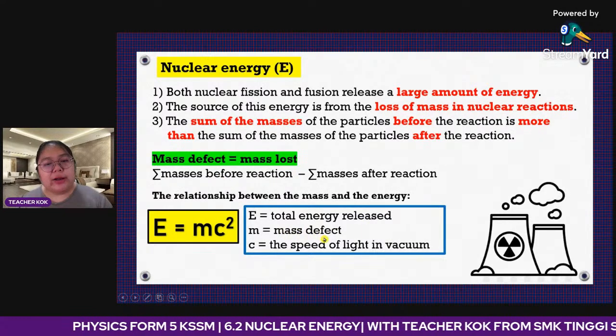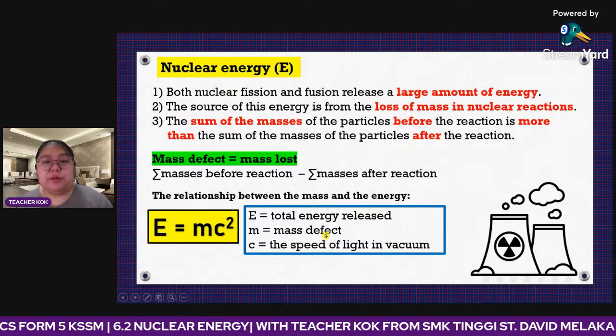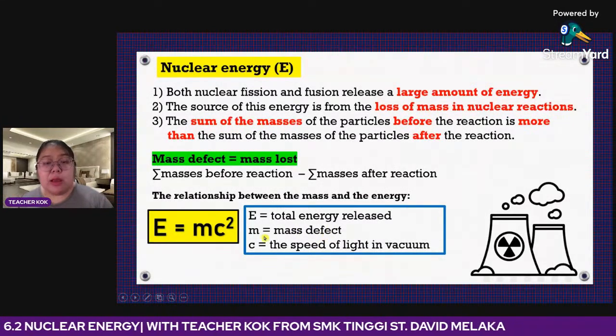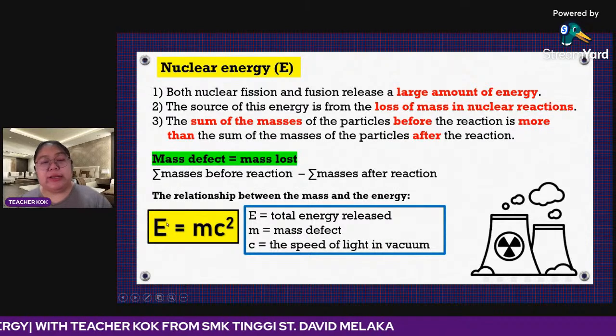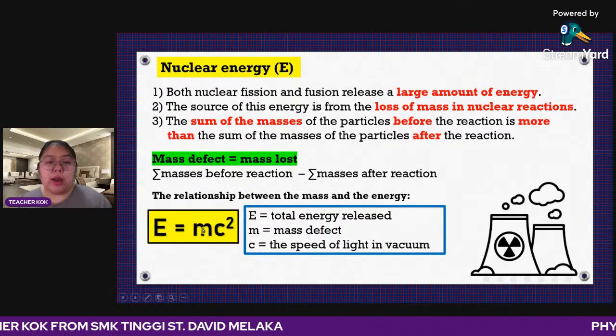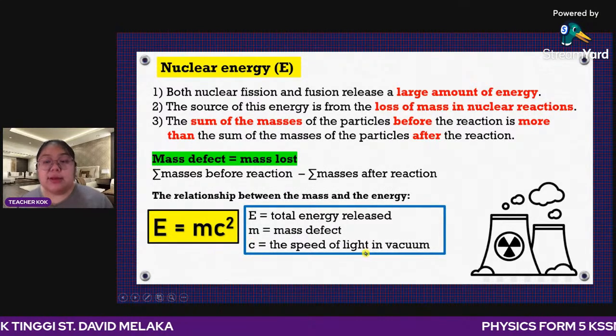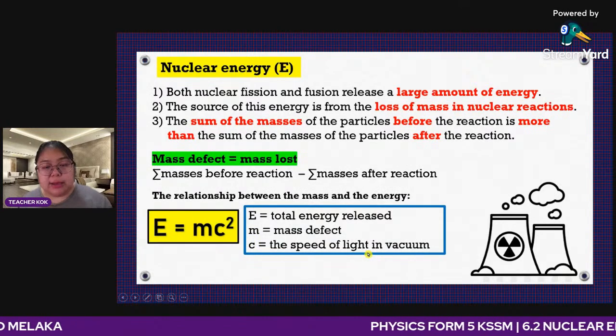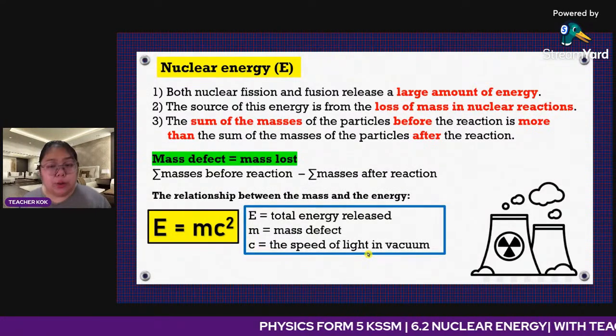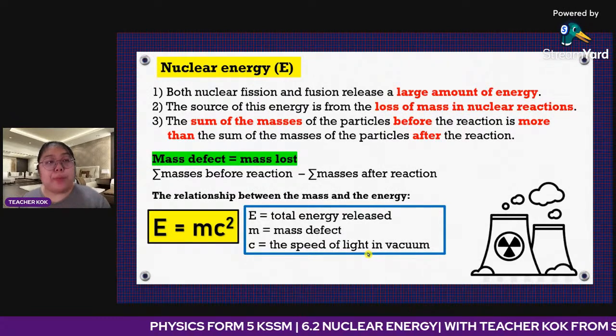Okay, after you find the answer, mass in kilograms. The mass must be in kilograms because the SI unit of energy is the joule. And the last one is c. c is the speed of light in a vacuum. I think everybody knows it's 3 times 10 power of 8.